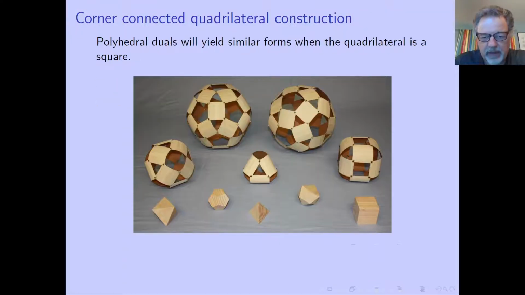Similarly, that process, because each vertex is mapped to an opening, each face is matched to an opening, polyhedra that are duals of one another end up with forms that are very similar.